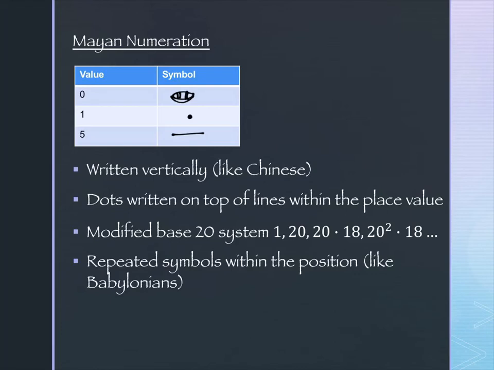This one is a modified base 20 system. We're going to talk about why. But they have the ones place, and then they have the 20s place, and then they have a place value that's 20 times 18. That's a little weird. Again, we'll talk about why. And then the powers of 20 start. 20 squared times 18, 20 cubed times 18, 20 to the 4th times 18 after that. And they repeat the symbols within the position like the Babylonians did. Okay. Why do you think they might have used a base 20 system?